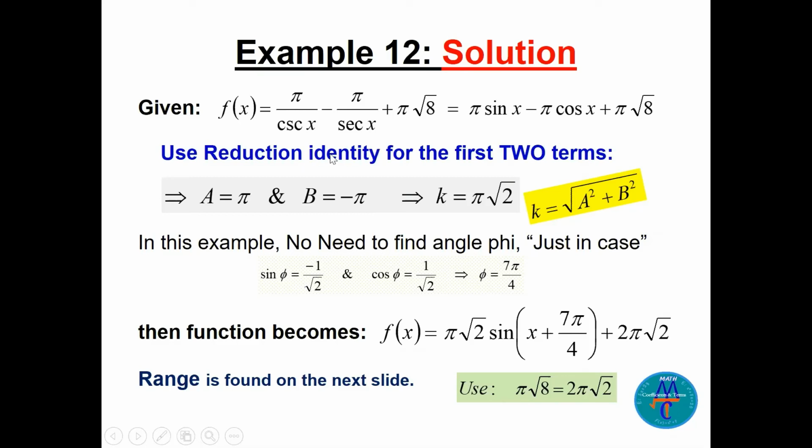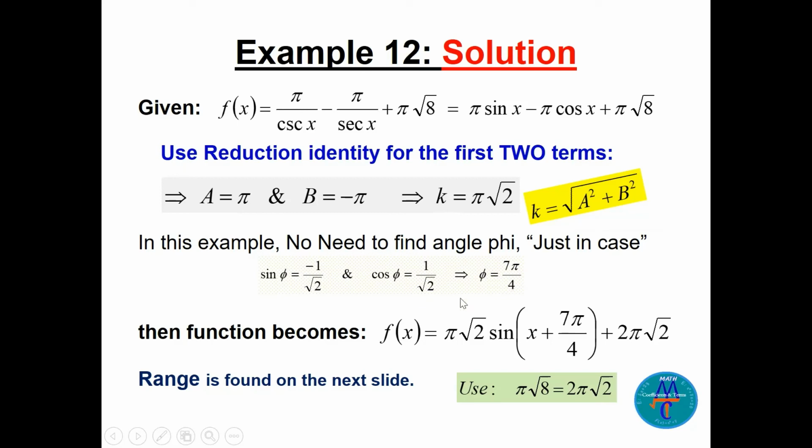Now let's use the reduction identity for only the first two terms. So capital A is the pi, capital B is the minus pi. So k will be this formula, square root of a squared plus b squared. So k will be pi square root of 2. Now in this example, no need to find the angle phi, but just in case you need it, sine of phi will be minus 1 over square root of 2, because it's b over k. Cosine of phi is 1 over square root of 2, which is a over k. Then phi will be 7 pi over 4 in quadrant 4.